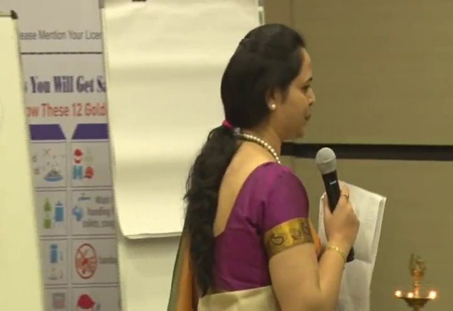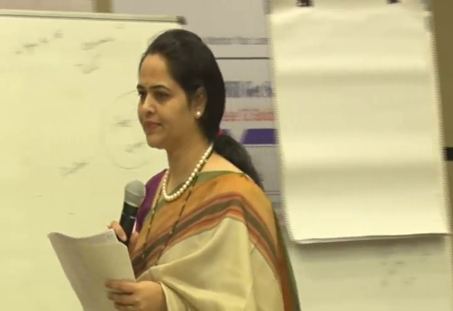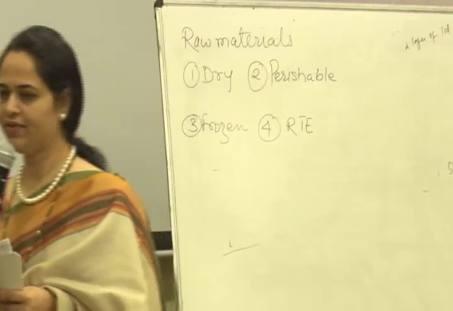First is sugar. Paneer. Sunflower oil. Canned mango pulp. Grapes. Green peas. Frozen green peas. Strawberry. Salt. Strawberries.